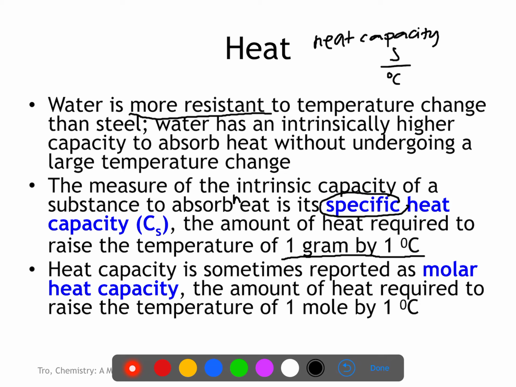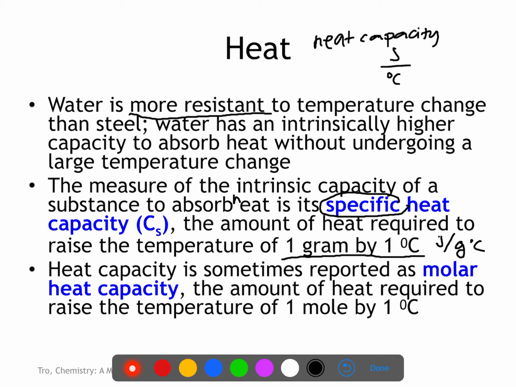Specifically the intrinsic, because water is more resistant than steel to temperature change. Now the specific heat capacity of any substance is the amount of heat required to raise the temperature of 1 gram by 1 degree Celsius. So now the unit is joules over grams times degrees Celsius rather than just joules over degrees Celsius.